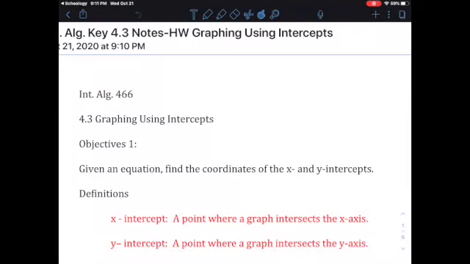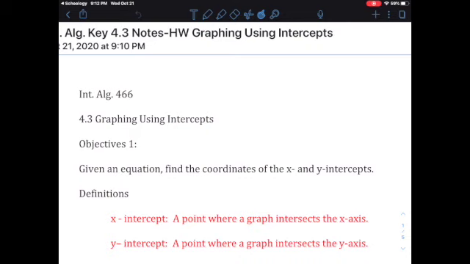Hi everybody, today we are going to talk about graphing using intercepts. The first thing we need to know is, if I give you an equation, find the coordinates of x and y-intercepts. What are x-intercepts and y-intercepts? Well, there's the definition. Just a quick reminder, anything in red, I expect to see it on your note sheet.